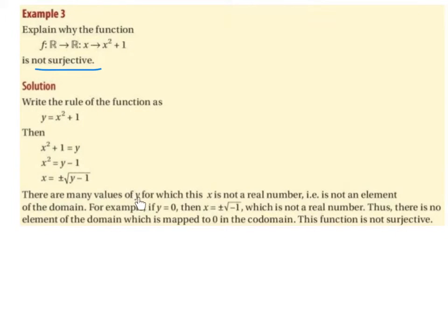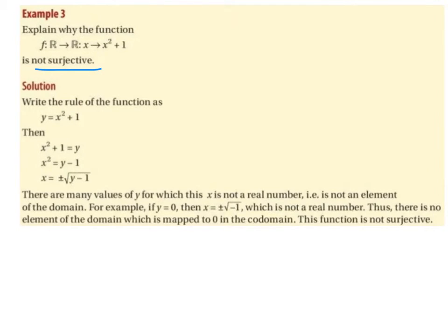There are many values of y for which this x is not a real number, i.e. that is not an element of the domain. So remember, the domain is R, the real number set. For example, if y was to be 0, then we would have 0 minus 1 underneath the root, and 0 minus 1 is minus 1, so we would end up with plus or minus root minus 1, which is not a real number. The square root of a negative number is actually known as an imaginary number.